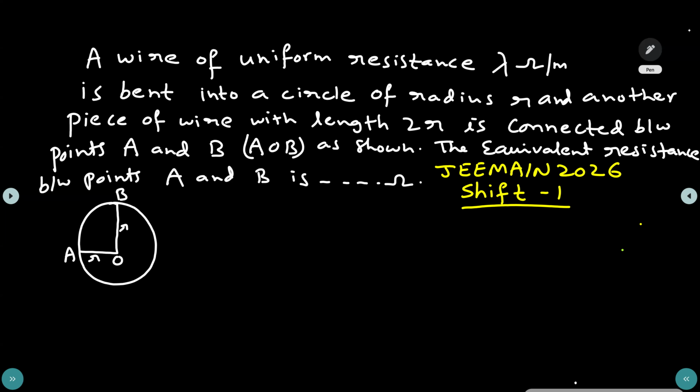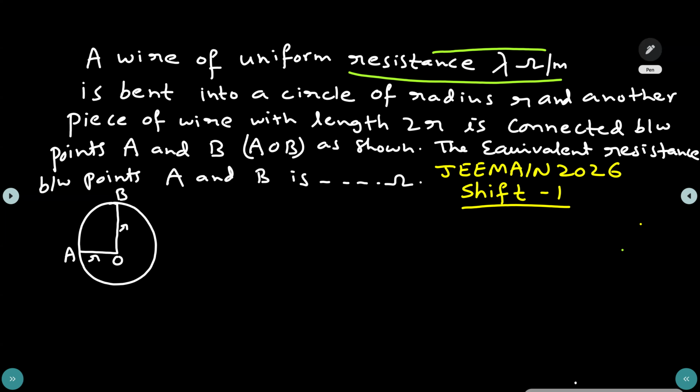So here you have to find the equivalent resistance between two points A and B. First you should identify the different paths of current flow, and we have to calculate the resistance of each path. Given that the wire has a uniform resistance per unit length, lambda. Now observe part by part.